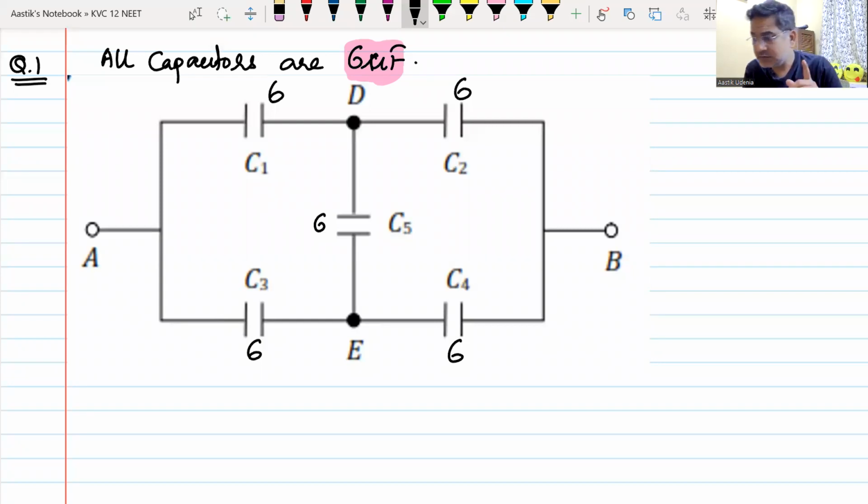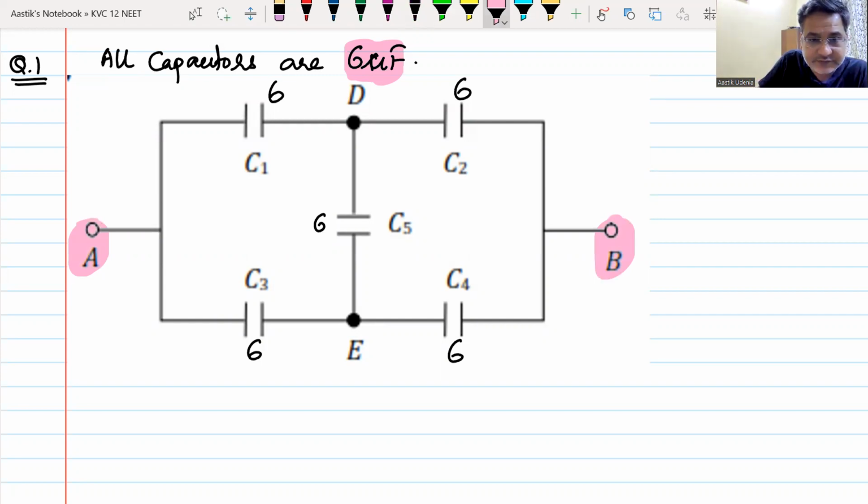Here is the question, and all the capacitors are of 6 microfarad. C1 is 6, C2 is 6, C3 is 6, C4 is 6, C5 is 6. The question that has been asked is, what is the effective capacitance between A and B? I'll give you 2 minutes to solve it. That is correct. The answer is 6.